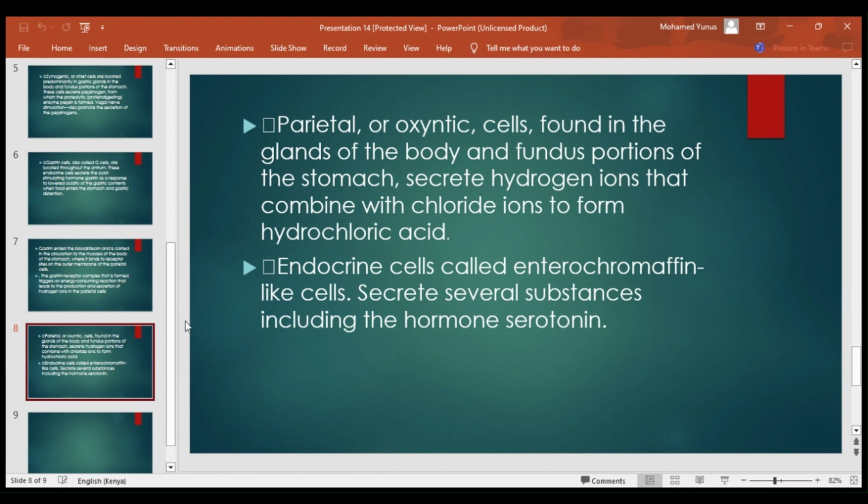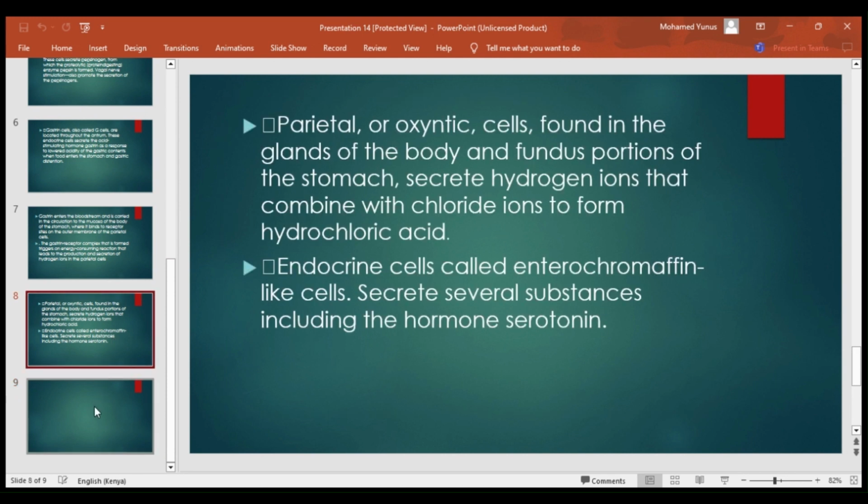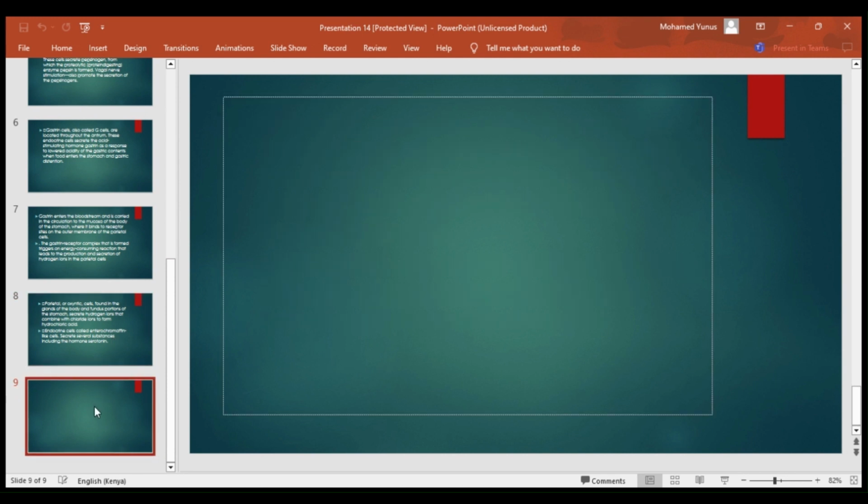Endocrine cells are called enterochromaffin-like cells, and secrete several substances that include the hormone serotonin. Those are the cells that we have in the gastric mucosa. And that's the end of today's short presentation.